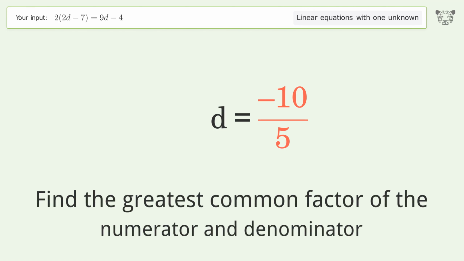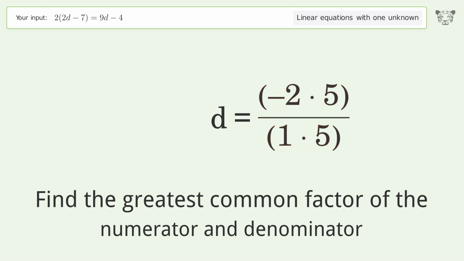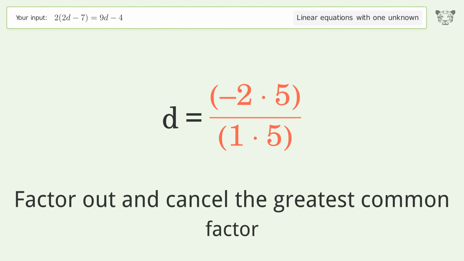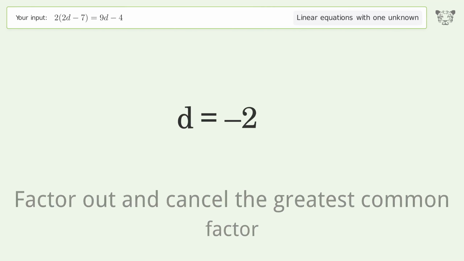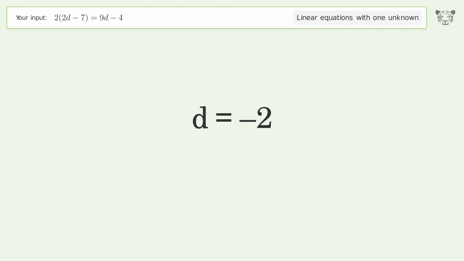Find the greatest common factor of the numerator and denominator. Factor out and cancel the greatest common factor. And so the final result is d equals -2.